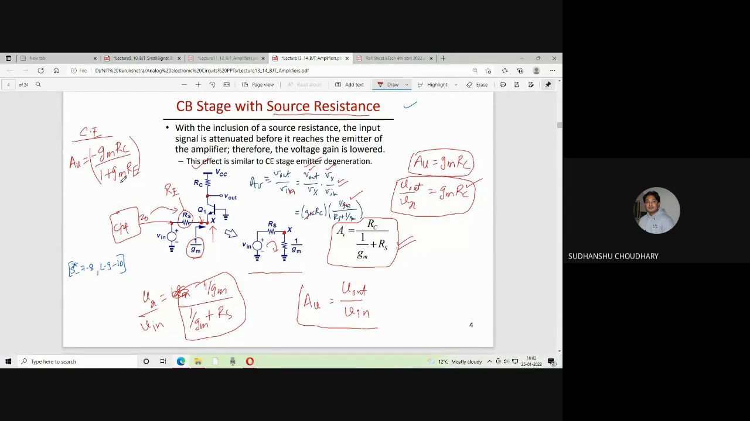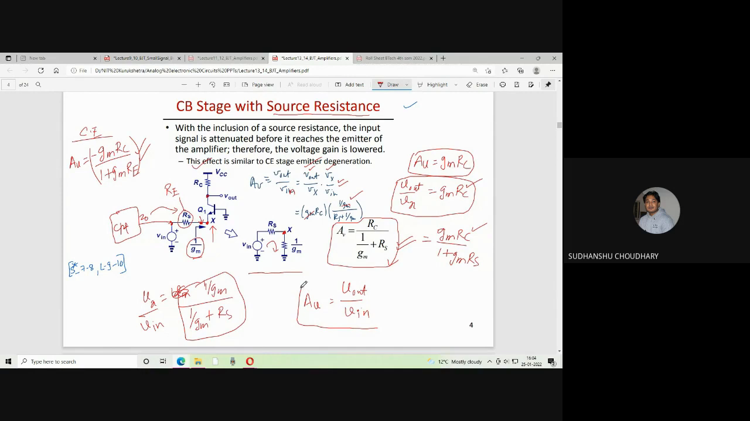In the common emitter amplifier, we had found that because of this RE, which is connected at the emitter side, the gain reduces, and the overall gain is now minus GmRC by 1 plus GmRE. But here, this RE is replaced by RS, so the total gain is GmRC by 1 plus GmRS. So either you call it this or this, both are the same. Looking at this value, I can decide the gain of this amplifier with a source resistance, considering this source resistance as emitter resistance in the common emitter pair.